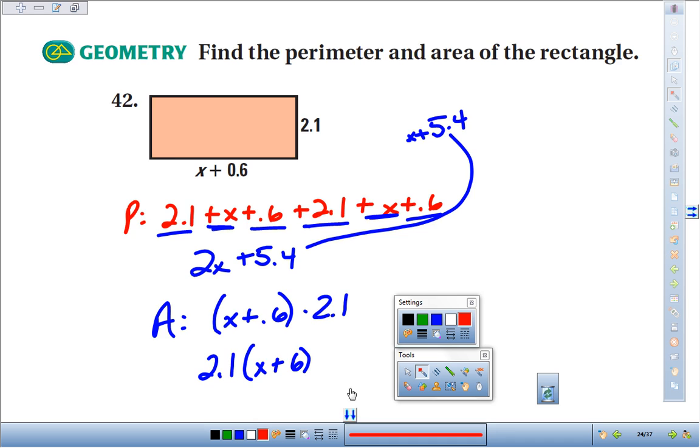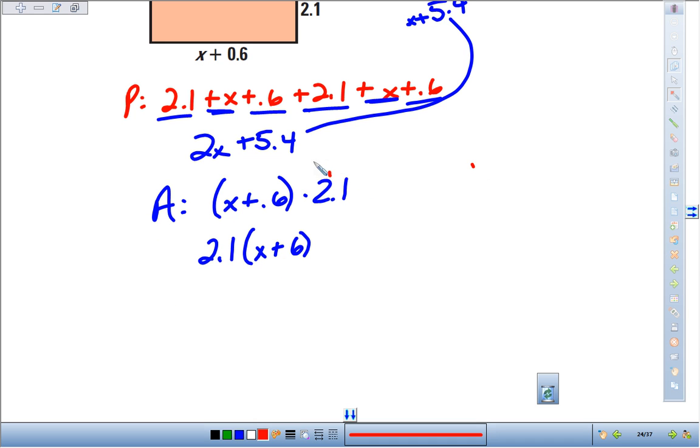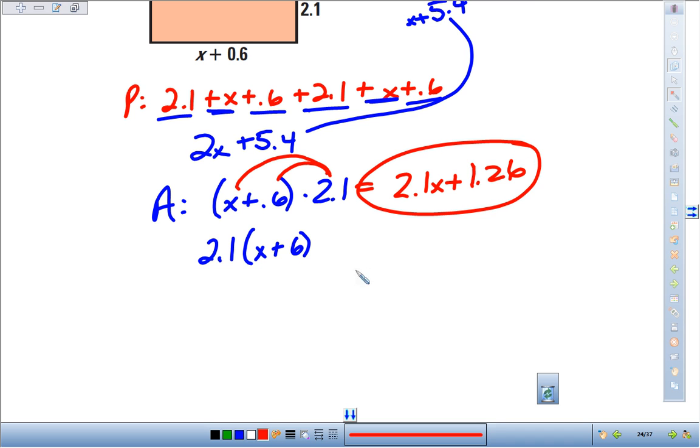Either way, whether the 2.1 is in front or back, to make this calculation, we're going to have to take 2.1 times x, which is going to be 2.1x, and then 2.1 times 0.6, and if we crank that out, 2.1 times 0.6, you're looking at a positive 1.26. So the final expression for the area, 2.1x plus 1.26. The final expression for the perimeter was 2x plus 5.4.